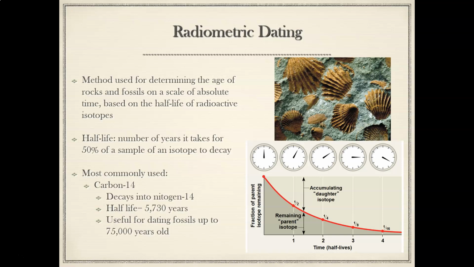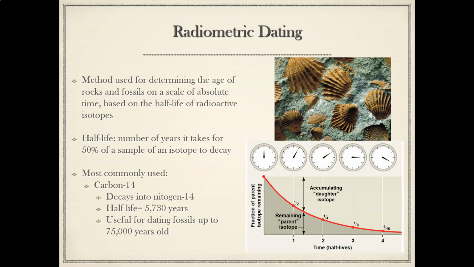So when we look at carbon-14, for example, it decays into nitrogen-14. We know its half-life occurs every 5,730 years. Okay, so when that sample is originally produced, it's going to have 100% of its carbon-14 atoms.